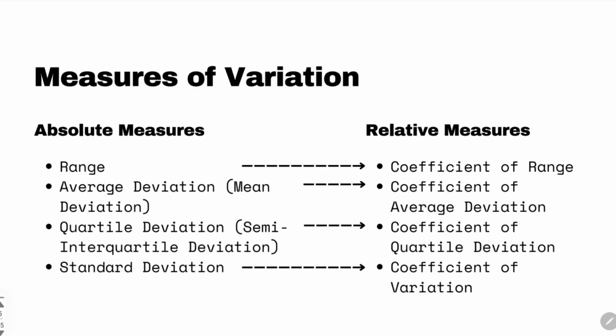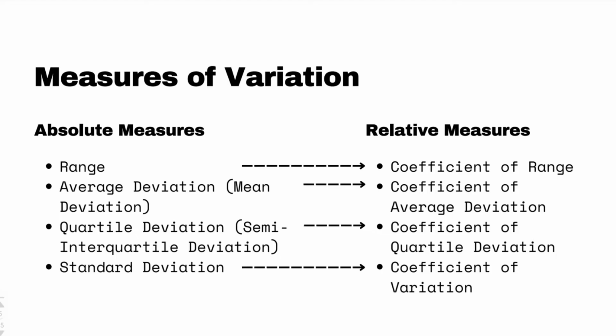So what are the measures of variation that we will be studying? There are two types of variation measures. One is the absolute measure and the other is the relative measure. When we are talking about an absolute measure, we are trying to find the dispersion within a single data set itself. A relative measure is by comparing two data sets or comparing two different values.